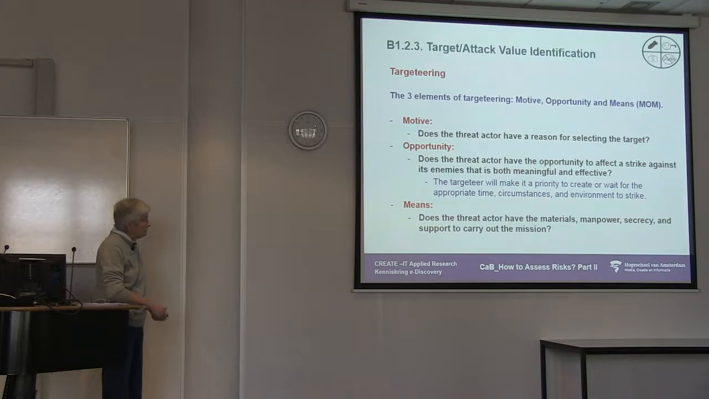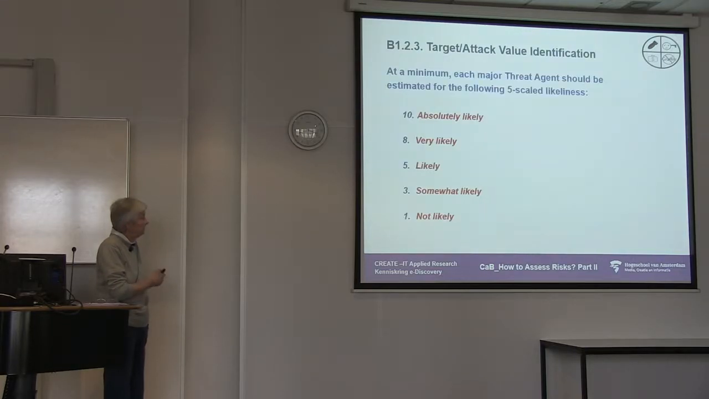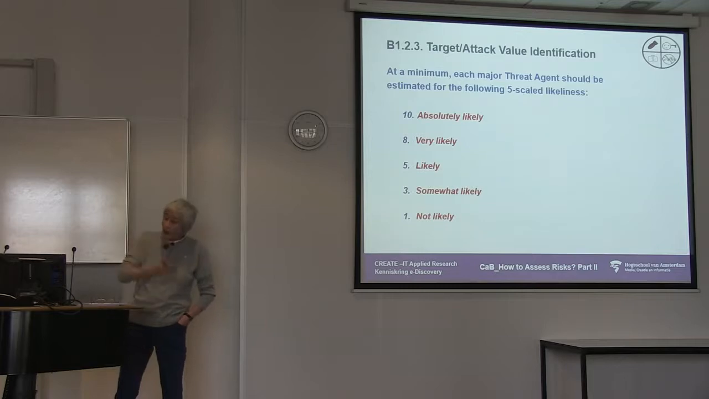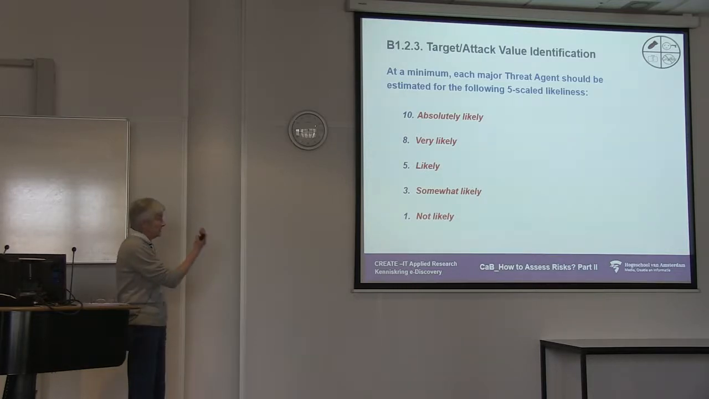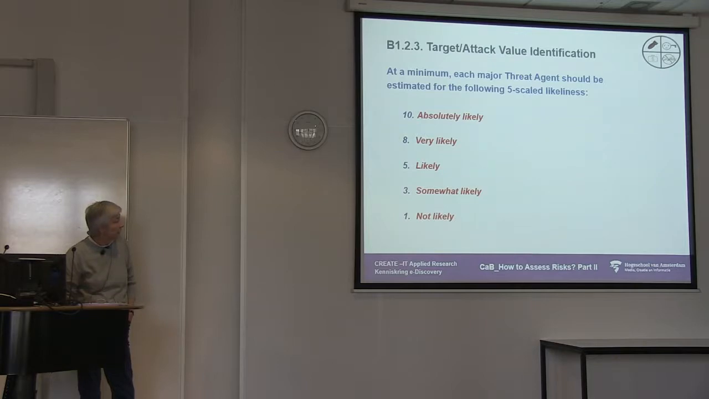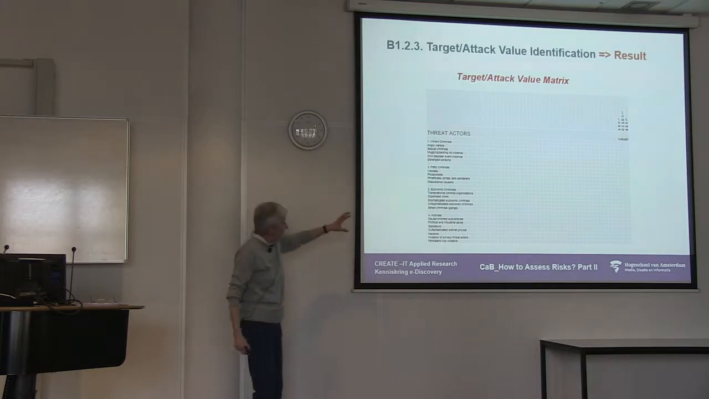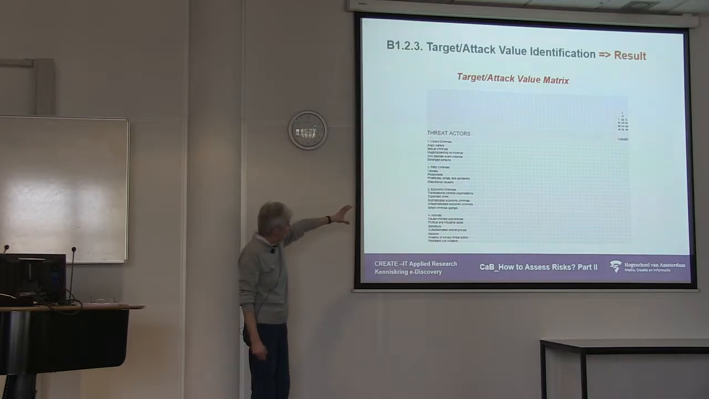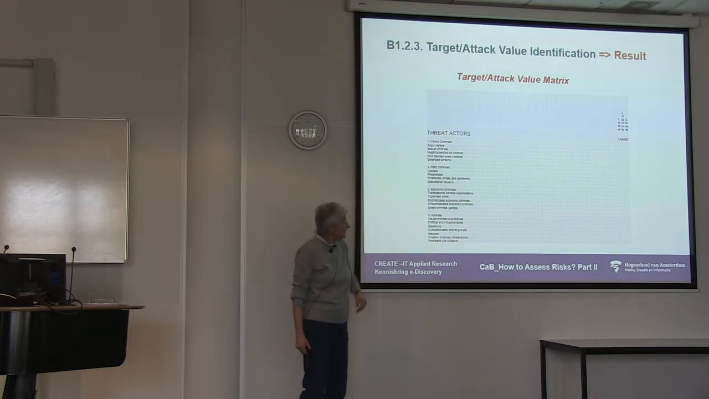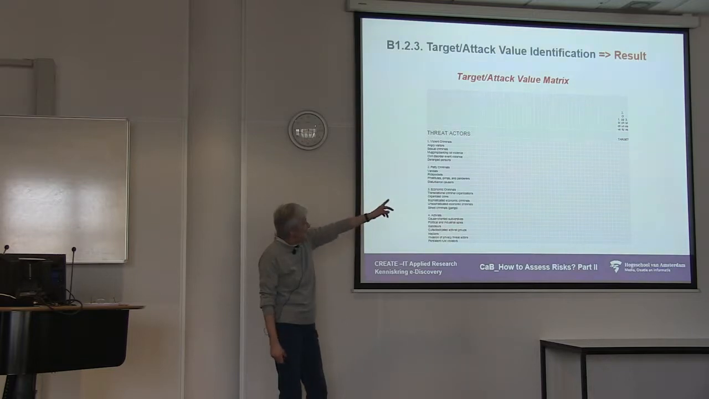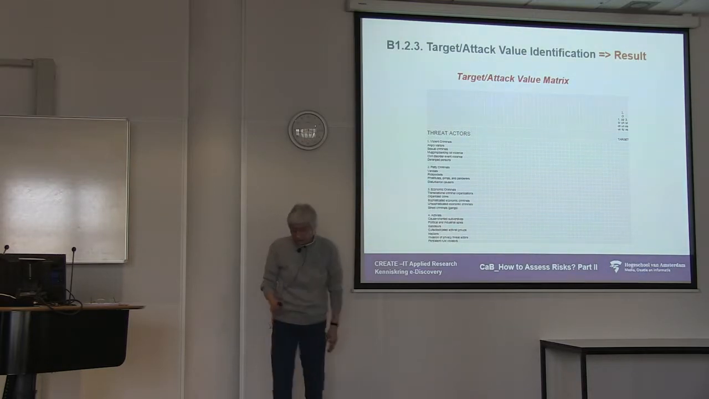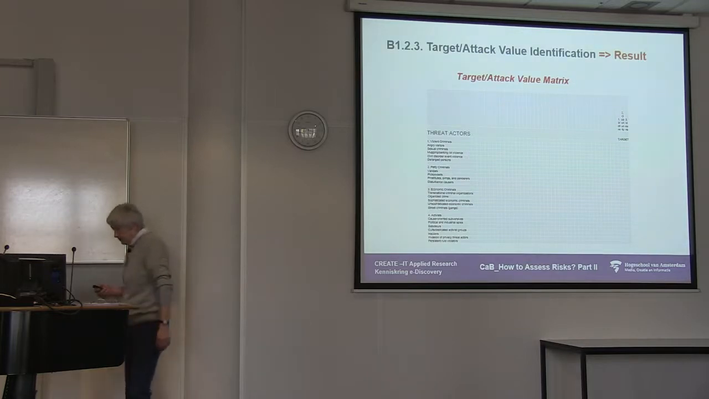So the MOM, the motive, the opportunity and the means, you have to calculate, and then you become the target attack value. Okay, same way, 1 not likely, until 10 absolutely likely. And you put your threat actors into the 4 classes. You put on the right hand side your target, and there you see MOM: motive, opportunity, and means.